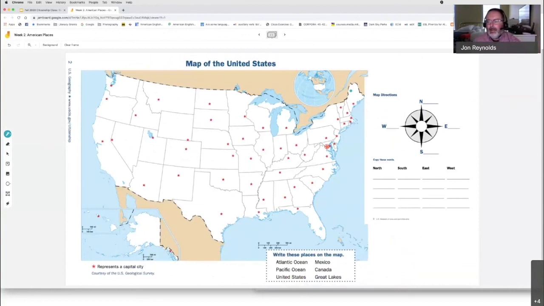So here is the map of the United States. Real quickly, tell me some of the states that you have visited in the United States. Idaho. Wow. Let's use a small caption there. So here is Idaho, by the way. Interesting. What other places have we visited?